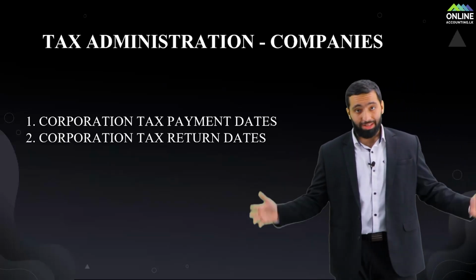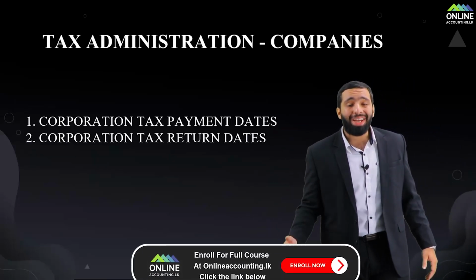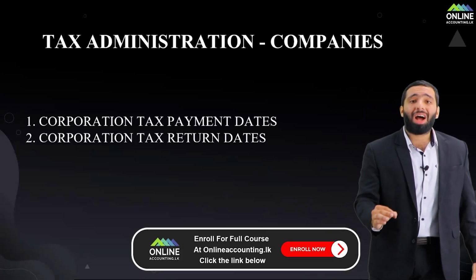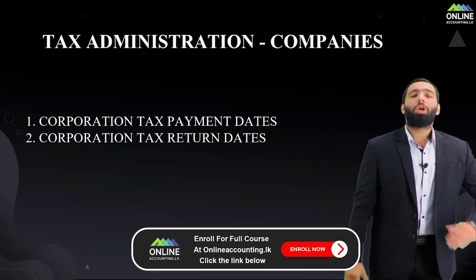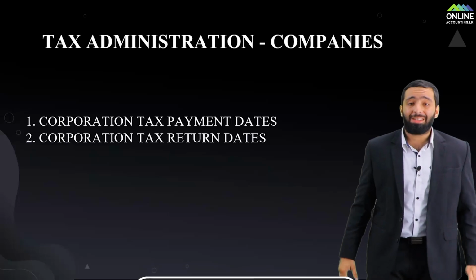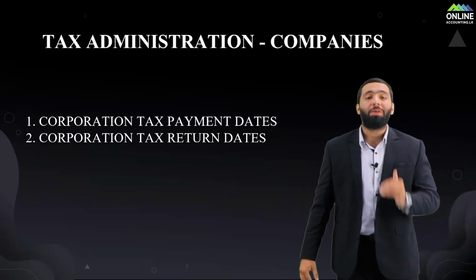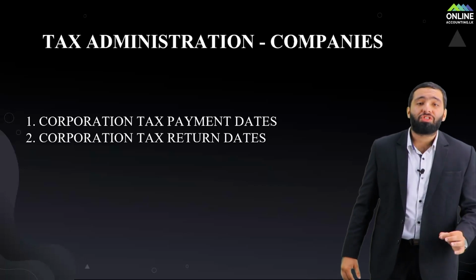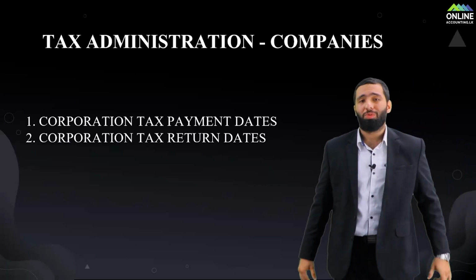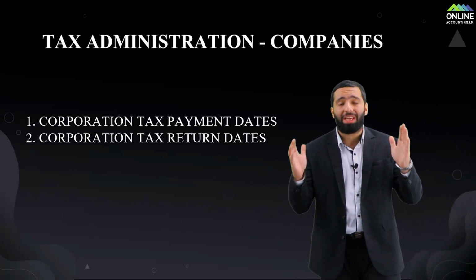So now, for example, if your accounting period ends on 31st March 2031, you may be required to submit your return on or before 31st March 2032. So that is 1 year, that is 12 months, within 12 months.